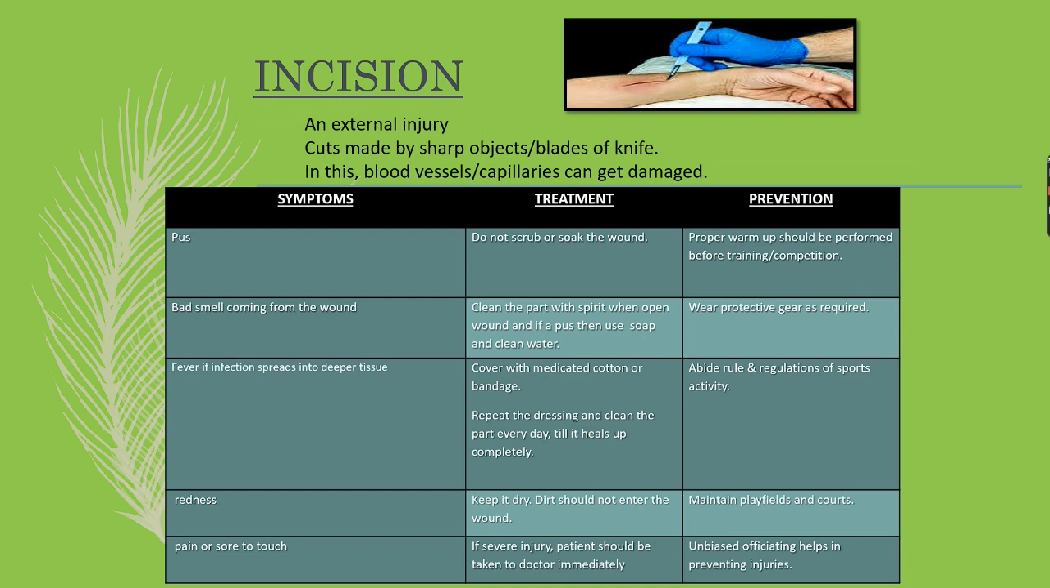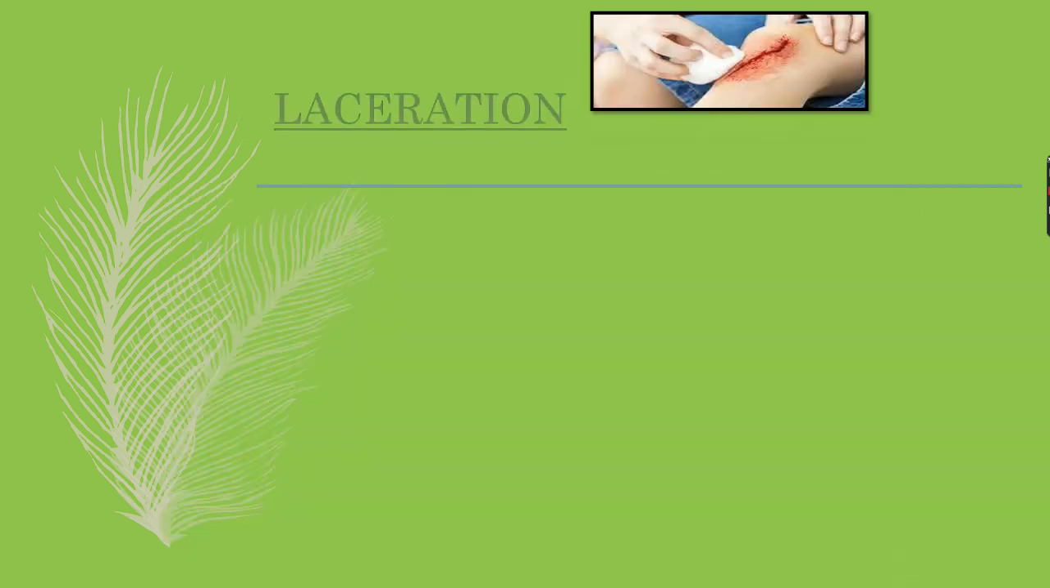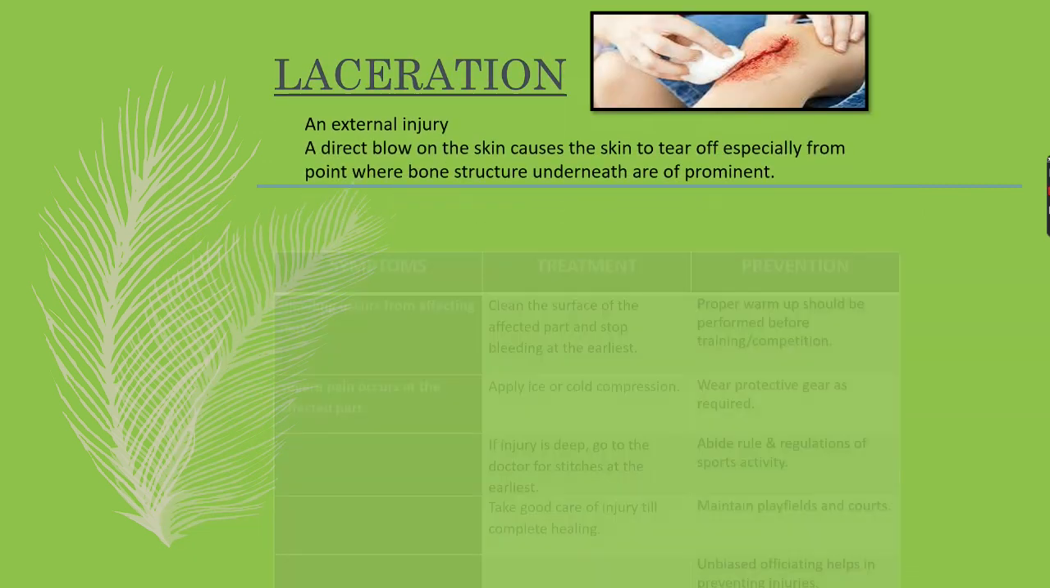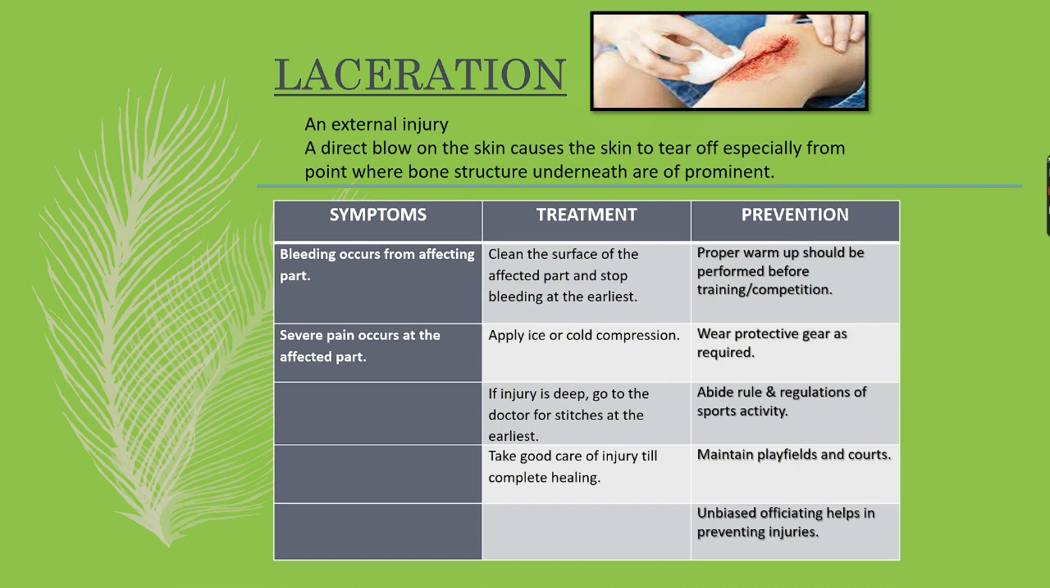Laceration. An external injury, a direct blow on the skin causes the skin to tear off, especially from a point where the bone structure underneath is prominent. Symptoms, treatment, prevention. Bleeding occurs from the affected part. Clean the surface of the affected part and stop bleeding at the earliest. Proper warm-up should be performed before training and competition. Severe pain occurs at the affected part. Apply ice or cold compression.